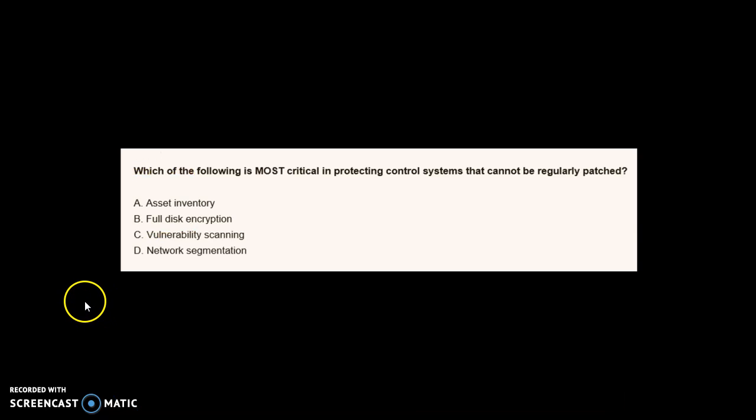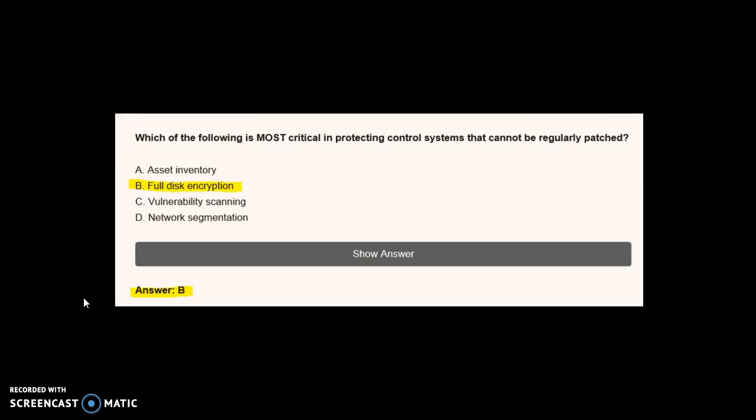Which of the following is most critical in protecting control systems that cannot be regularly patched? It's B, full disk encryption.